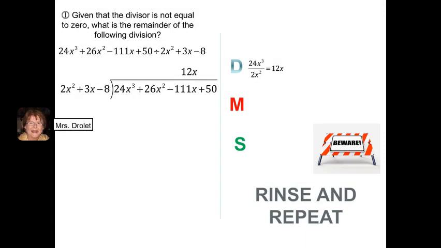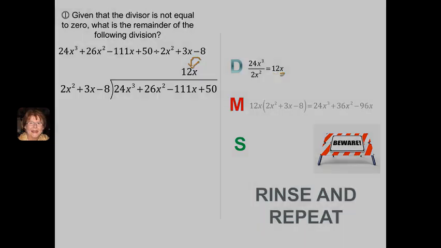So you start your division. 24x cubed divided by 2x squared. You place it here and you're careful. 24 divided by 2 is 12. X cubed divided by x squared: keep the base, subtract the exponents. Where do you put that 12x? That will be part of your result. 12x. What do you do next?